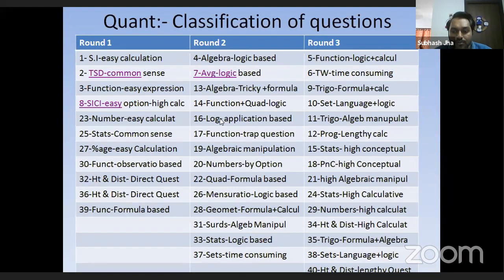You need to understand if option elimination or any other way will help you to answer the questions, then use that.